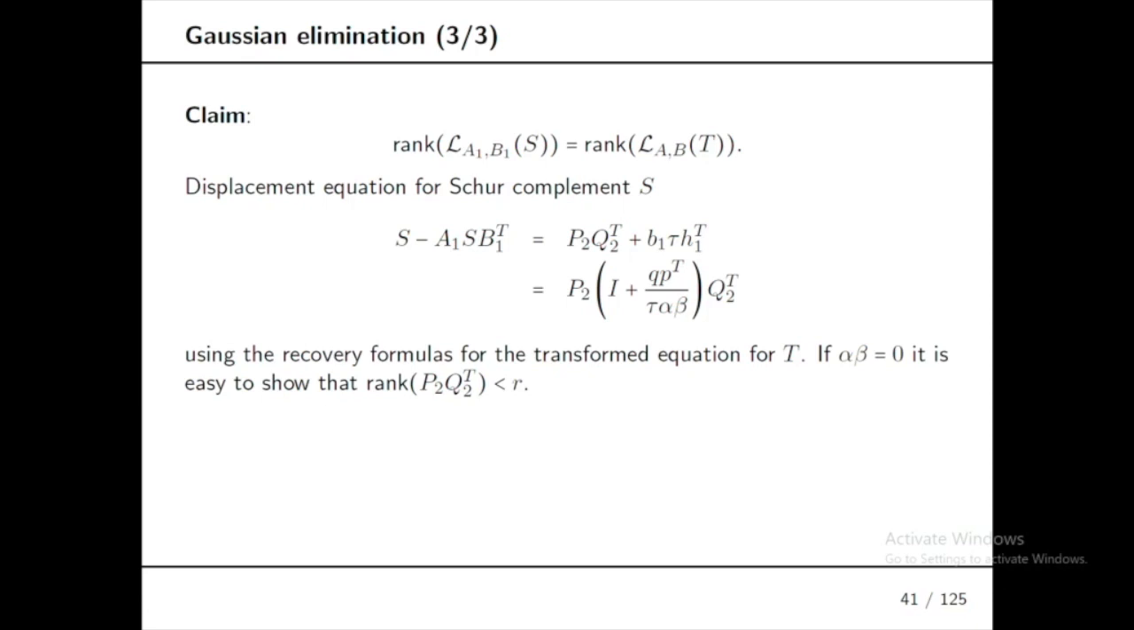Okay. Now here's the critical claim. The claim is that if you keep just the lower part of A and the lower part of B and form the displacement equation for the Schur complement S, you'll have exactly the same displacement rank as for the original matrix T that you started with. Right? This is the claim that we're making.